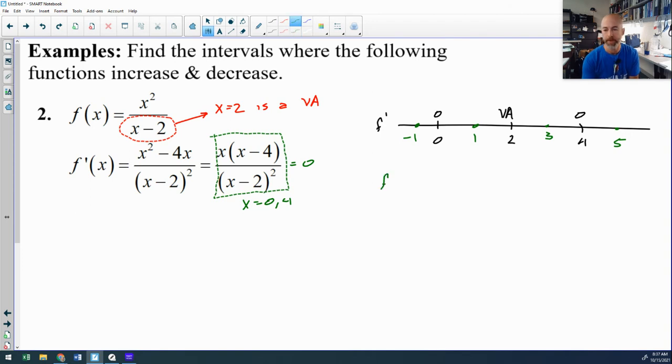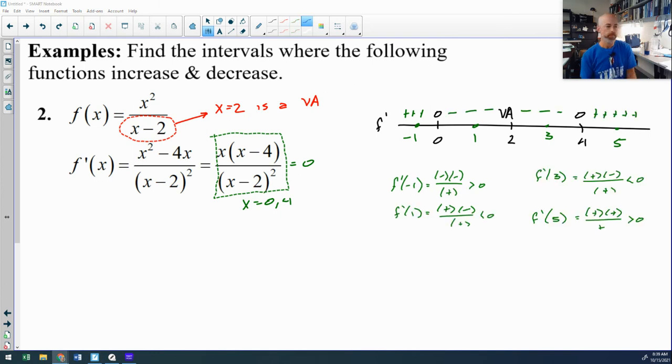So again, my math language, I must write down f prime of -1, and then whether f prime of -1 is positive or negative. So f prime of -1, that will be -1 on top. -1 minus 4 is -5. And my denominator is squared, so that will always be positive. 2 negatives over a positive does result in a positive. And then I'm going to do that for 1, 3, and 5 as well. Okay, so there we see the finished number line.